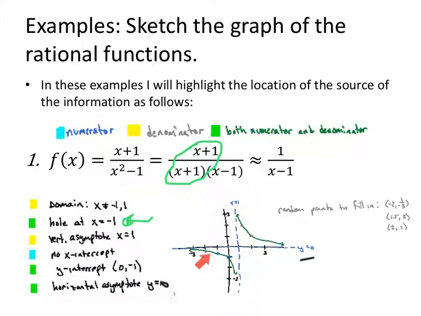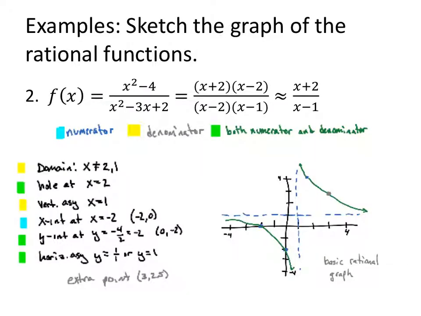Now, in order to get the true flavor of this portion of the graph, I picked some random points. I have no idea what's going on over here, so I picked x equals 1.5, x equals 2, maybe x equals 3, and I could get the shape of the other side.